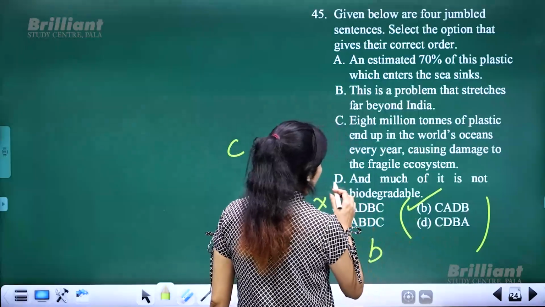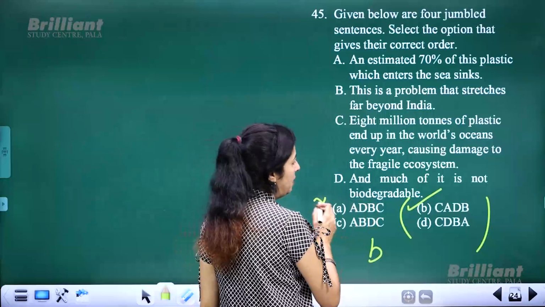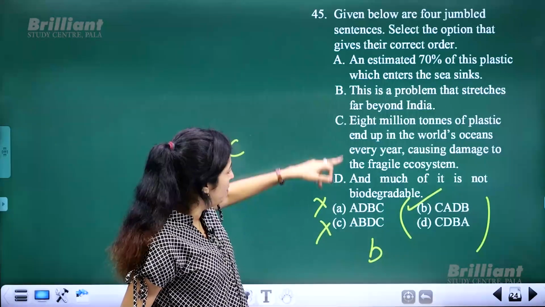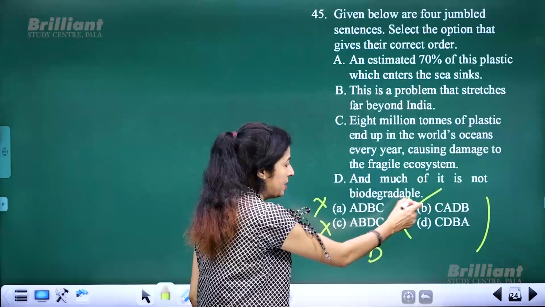What about D? And much of it is not biodegradable. So after this, it could be D. So CAD. Option number B.